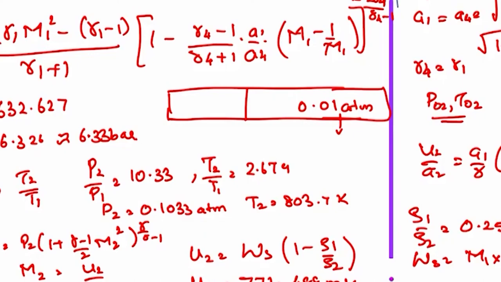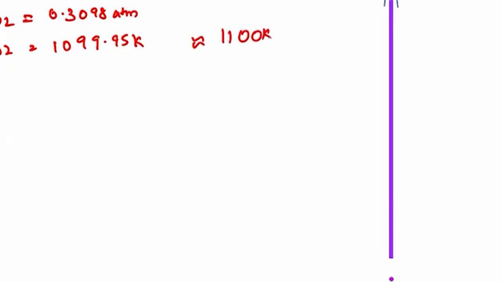But A2 is also large, therefore you get M2 is 1.3576. Okay, so this is M2. So correspondingly, now once you know M2, M2 is U2 by A2. A2 is square root of gamma r T2. Okay, so now P02 and T02 can be found out. So P02 is 0.3098 atmospheres, and T02 is 1099.95 Kelvin. So you see it's quite high temperature, approaching 1100 Kelvin.